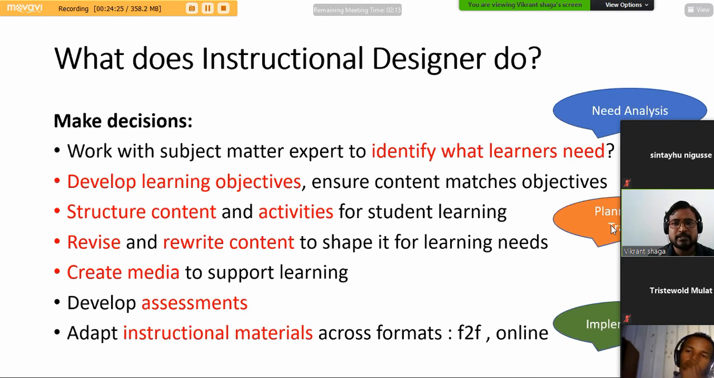Okay, so there are three important things that we instructional designers are doing: need analysis, planning and training, and implementation. Okay, so this is the role of an instructional designer.